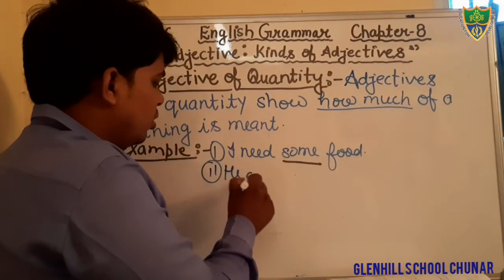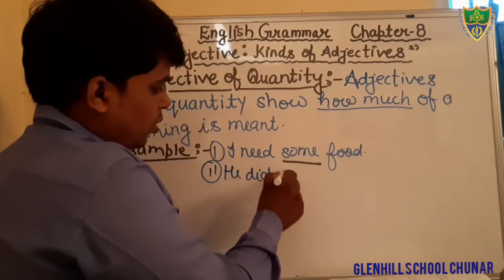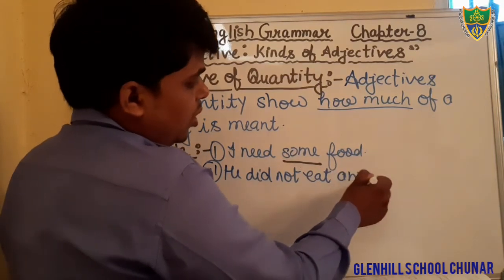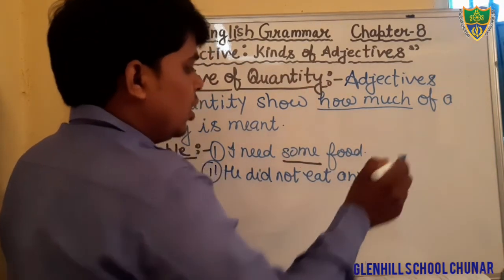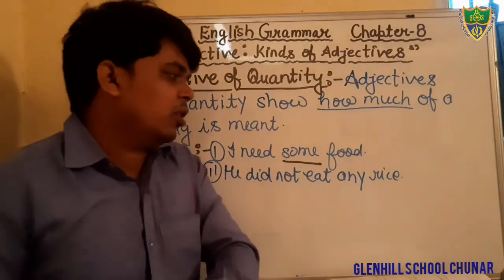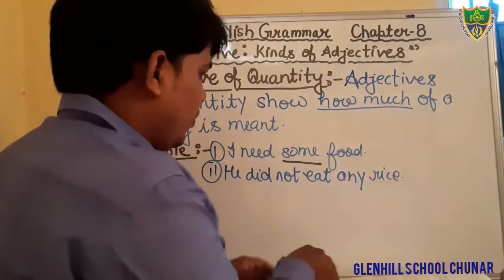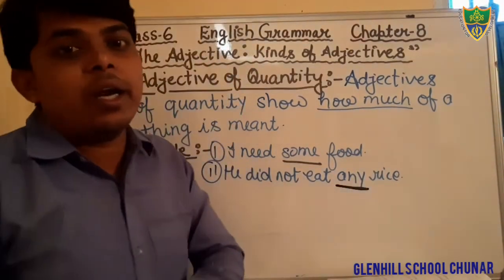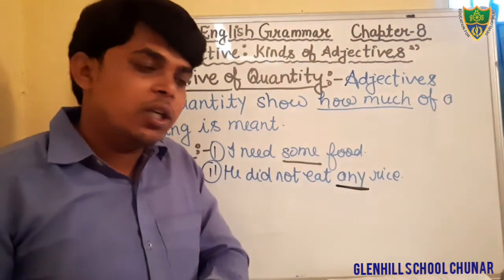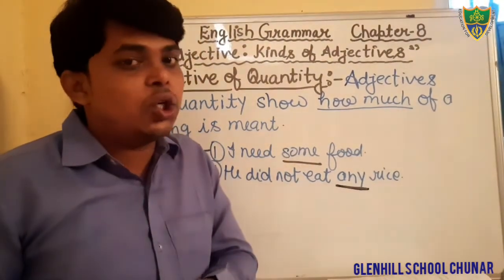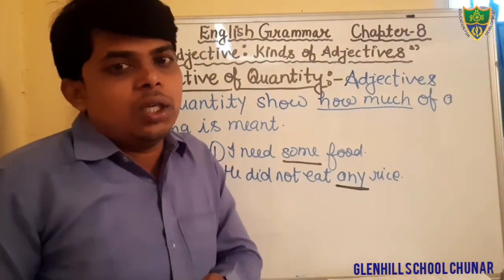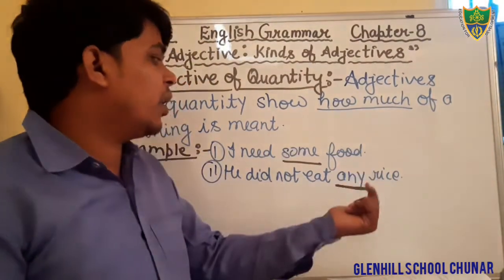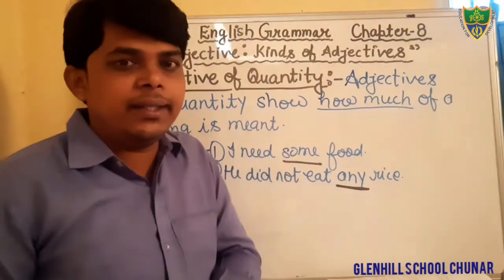He did not eat any rice. Just see, in this sentence, can we count the rice? No. Any rice, the word any is what? Adjective of quantity. It shows the quantity of the rice. He did not eat any rice. Okay? What is noun? Rice is noun. And just before, we are getting an adjective, that is adjective of quantity.